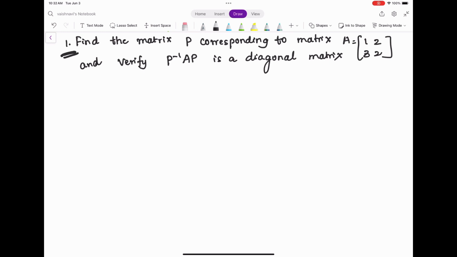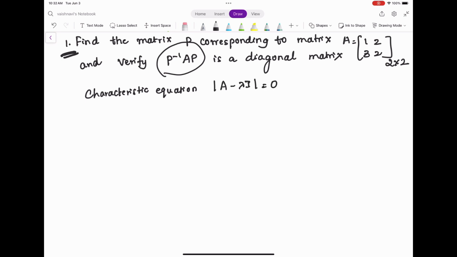The problem will look something like this: find the matrix P corresponding to the matrix. We have a 2 cross 2 matrix. Let's take a simple example of 2 cross 2, and they're asking us to verify that P inverse AP is a diagonal matrix. The first and foremost thing you have to do is check the characteristic equation and solve it. Basically we need two things, eigenvalues and eigenvectors.